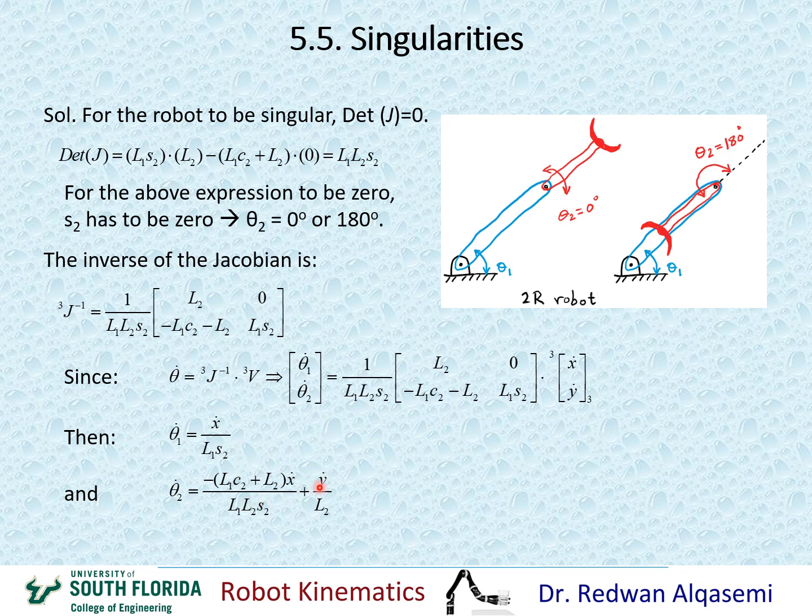Now I want you to notice that both of these also look like they have S2, and they have S2 here and C2. And the reason for this, remember, thetas are part of the Jacobian, always. So at every moment in time, these thetas change, which means that the Jacobian changes. And that means theta dots change as well.